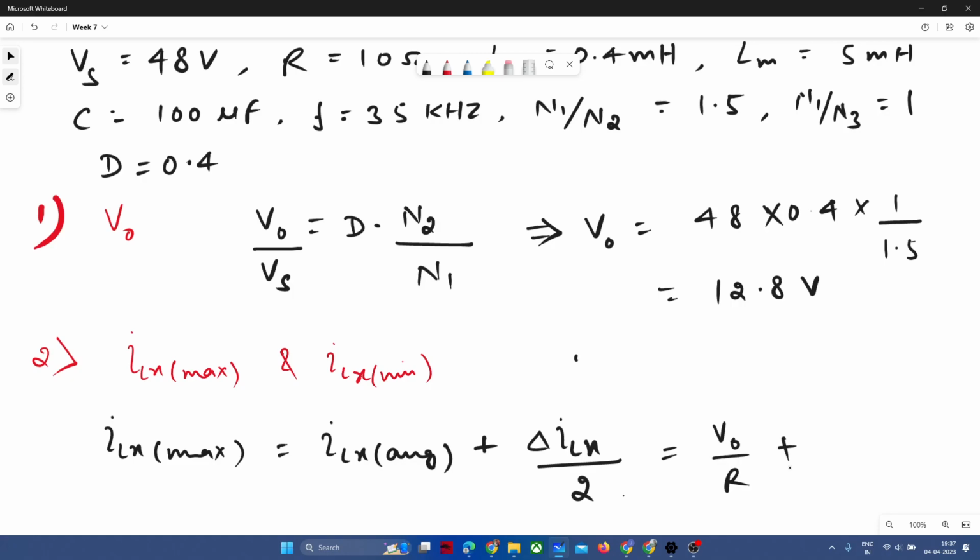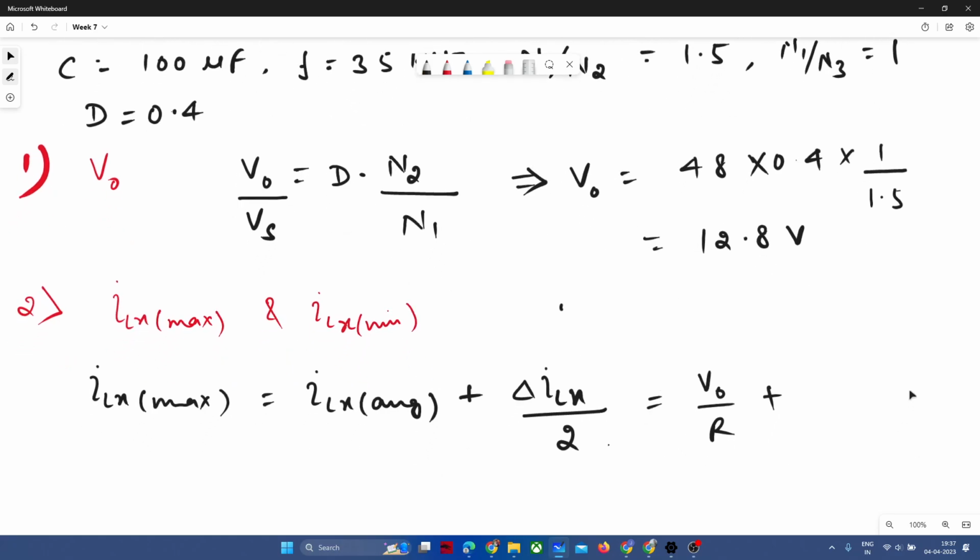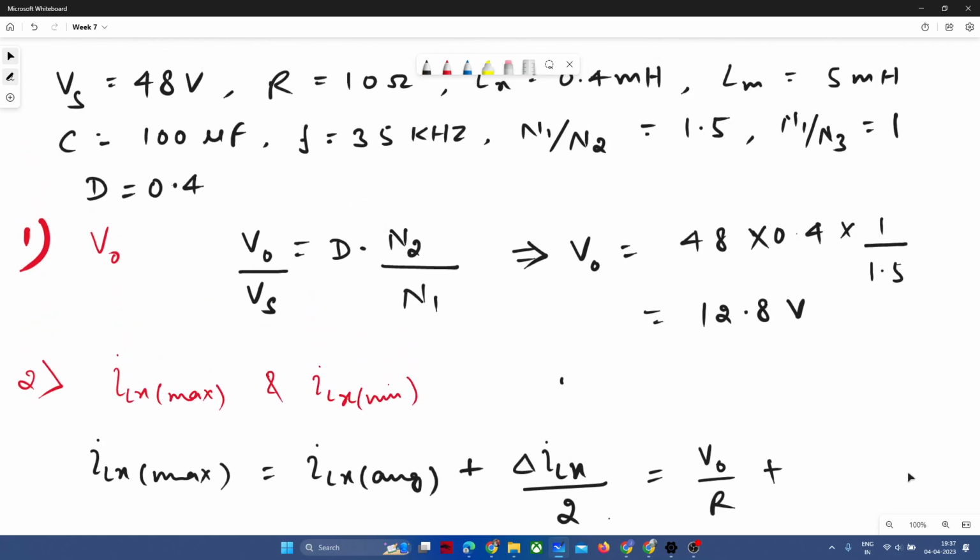Del ILX. Is there any assumption for the current ripple, 10% or 5%? No, no assumption is there. It is a straightforward problem where all the parameters are given. We just need to compute del ILX using L and di by dt. Vs divided by Lx into dt, you are saying?